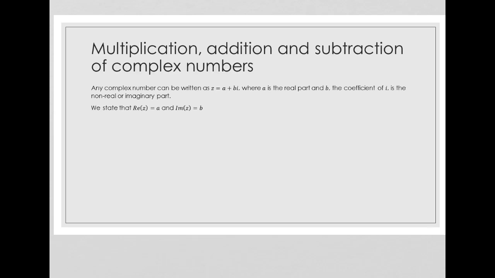Multiplication, addition, and subtraction of complex numbers. Now, any complex number can be written as Z equal to A plus Bi, where A is the real part and B, the coefficient of i, is the non-real or imaginary part. We state that the real part of Z is A, and the imaginary part of Z, which we indicate by Im(Z), is B.